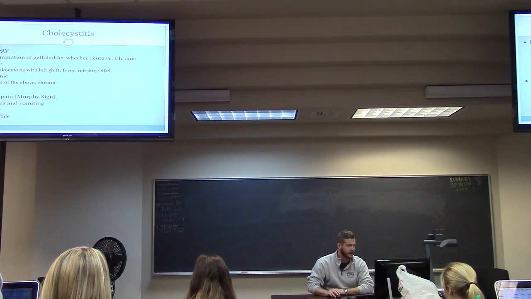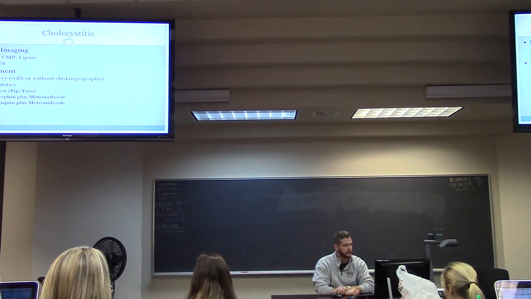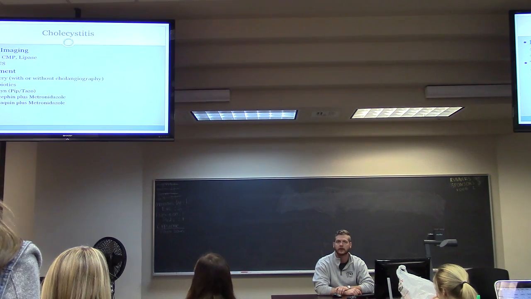Signs and symptoms, again, same as we talked about: you can have jaundice depending on if there is a stone causing that, cholecystitis, fever, nausea, vomiting, right upper quadrant abdominal pain. Labs, same as we did: CBC, CMP, lipase, CT, or ultrasound. Treatment, you do the surgery with or without cholangiography. Some people in Europe, I think sometimes, treat these more with just antibiotics and just letting your gallbladder chill out and see if it goes away.